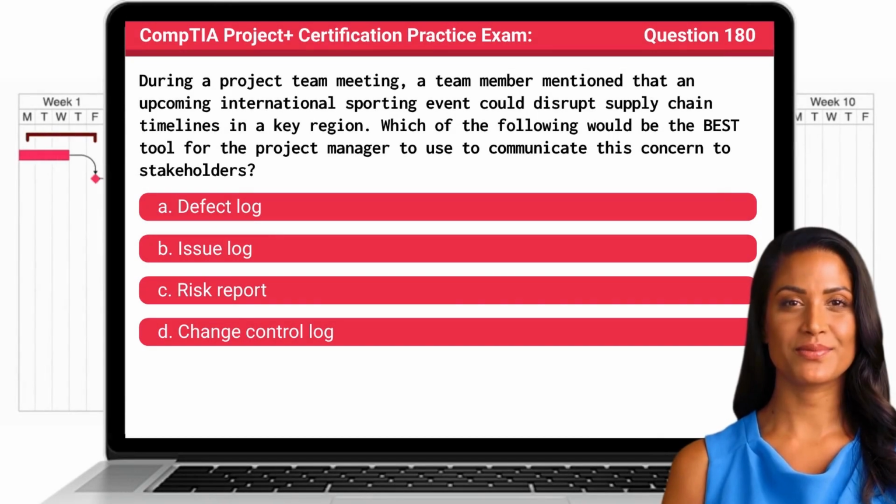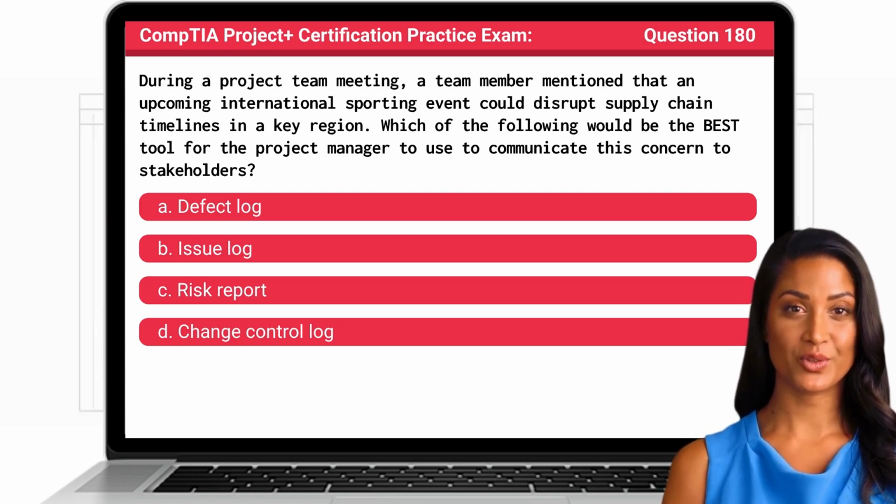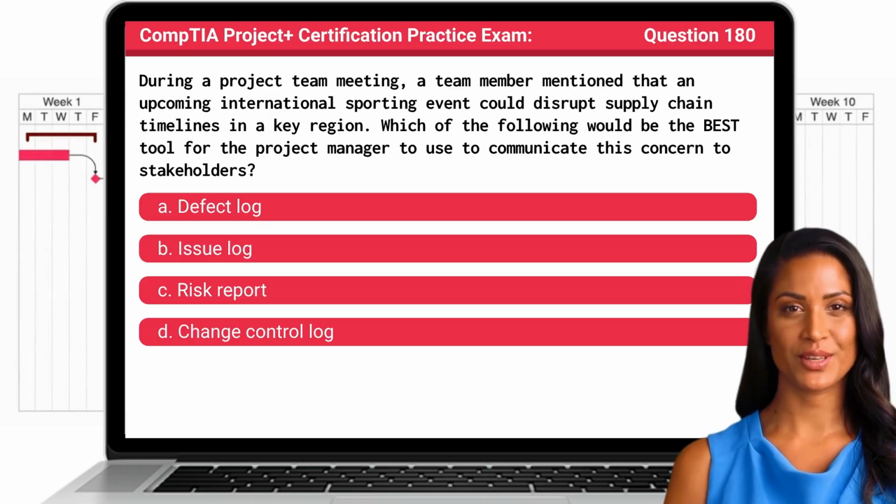Question 180. During a project team meeting, a team member mentioned that an upcoming international sporting event could disrupt supply chain timelines in a key region. Which of the following would be the best tool for the project manager to use to communicate this concern to stakeholders?